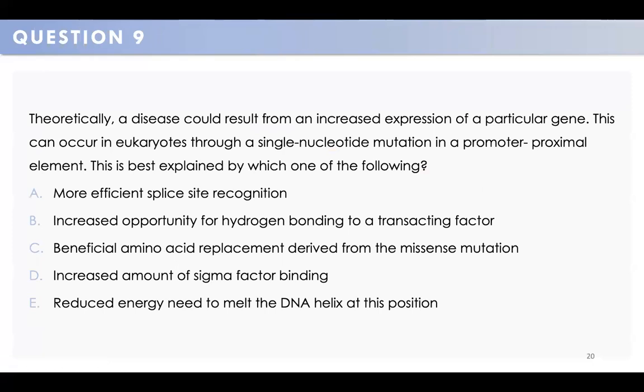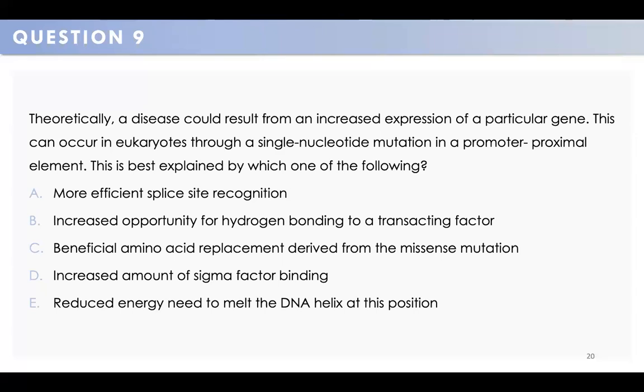Moving on to the 9th question. Theoretically, a disease could result from an increased expression of a particular gene. This can occur in eukaryotes through a single nucleotide mutation in a promoter proximal element. This is best explained by which one of the following? So the question is asking, if we have an increased expression of a gene occurring from a mutation near a promoter proximal element, due to what?